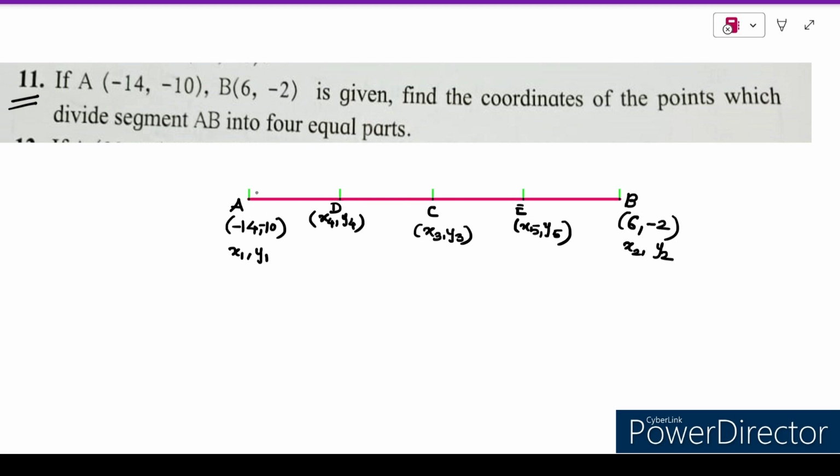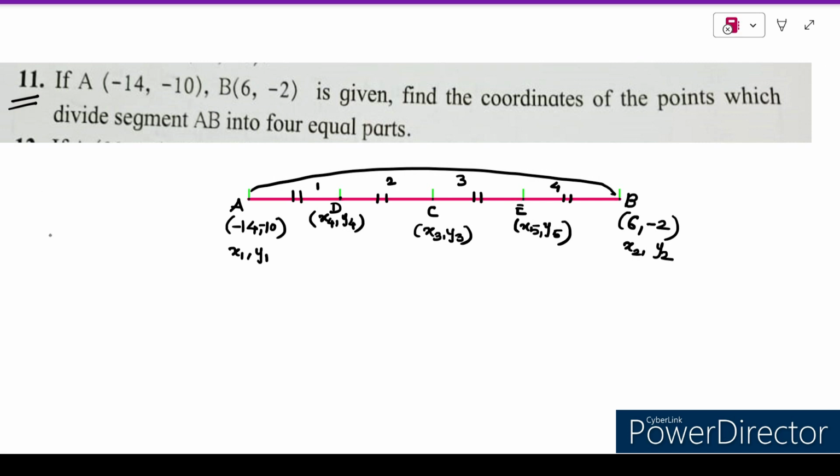Means we have to divide this AB into 4 equal parts, this is the first part. AD equals DC equals CE equals EB. Means this is the first part, second part, third part, and fourth part, and these 4 parts are equal. If we have to divide segment AB into 4 equal parts, then we have to cut at 3 places. Therefore we are cutting at point D, at point C, and at point E.